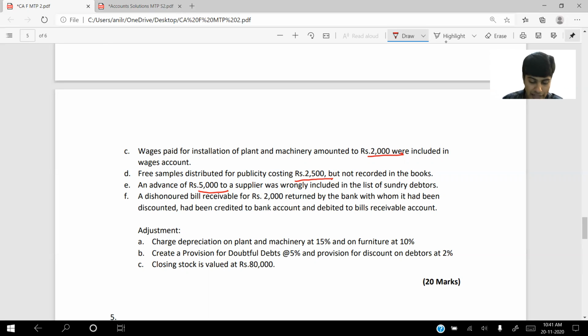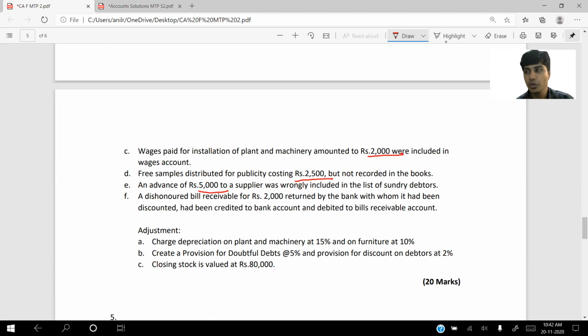Okay, next one. A dishonored bills receivable of rupees 2,000 returned by the bank with whom it had been discounted had been credited to bank account and debited to bills receivable account. When a bill is received back, the journal entry will be bills receivable account debit to bank account. Correct, isn't it? Later, you would have to subtract it from your bills receivable and then write it to the debtor. They have not done that.